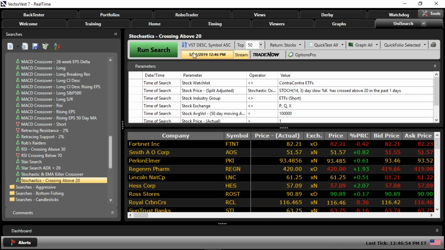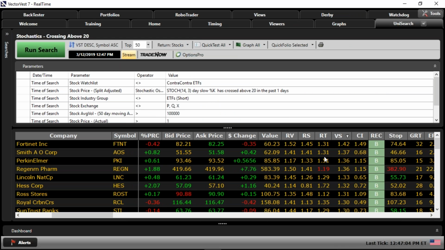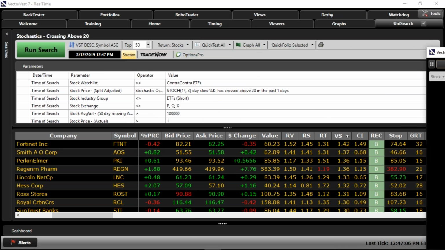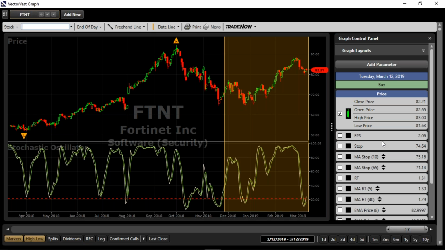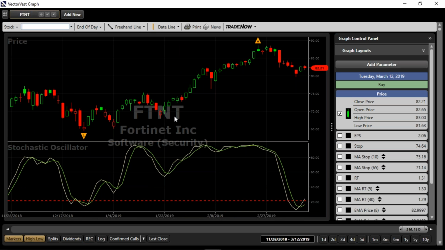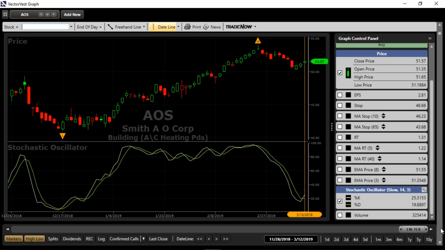And going back to, I think it was Mark, ranked by VST. So these are all the best stocks in the S&P 500 based on our value safety timing indicator. And let's graph them. Perfect. What do we have? We have FTNT. Did the stochastics oscillator today, right now, first cross from below 20 to above 20? The answer is yes.